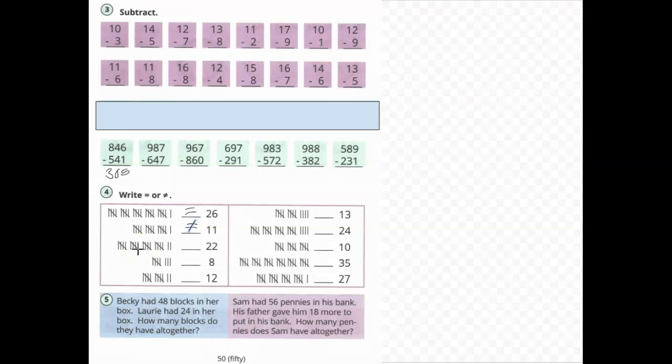Okay, let's try the next one. 5, 10, 15, 20, 21, 22. Is this number 22? Yep. So we're going to write an equal sign.